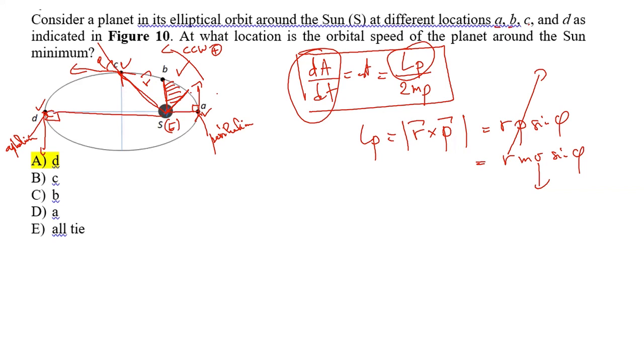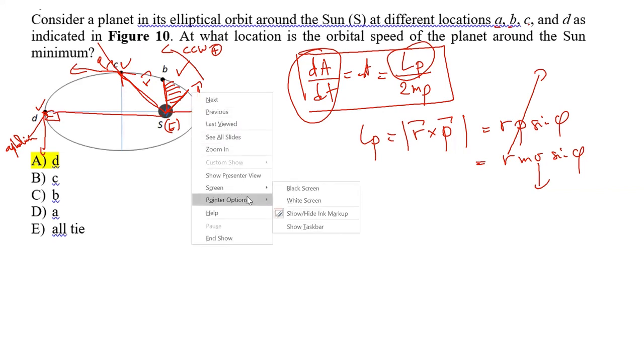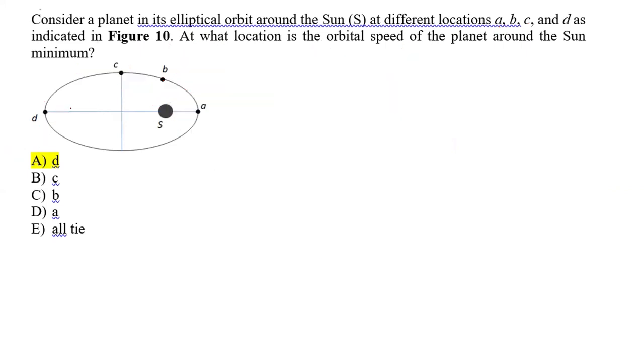So now I will ask you another question here. On which quadrant will the planet accelerate or decelerate? So first of all, I have to tell you that the planet is rotating, let's say, counterclockwise in the positive direction. So it's going in this direction.